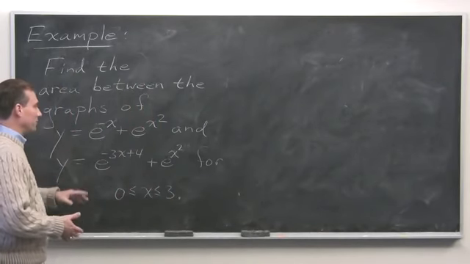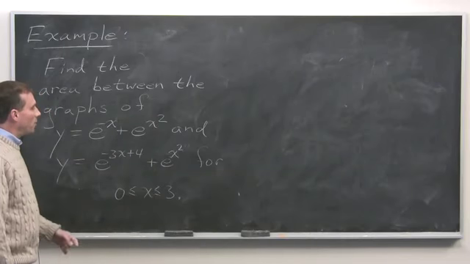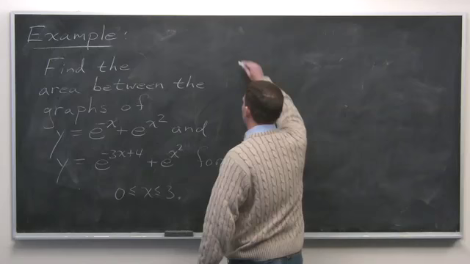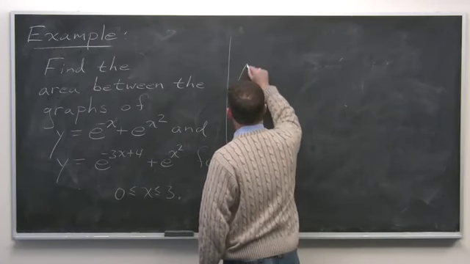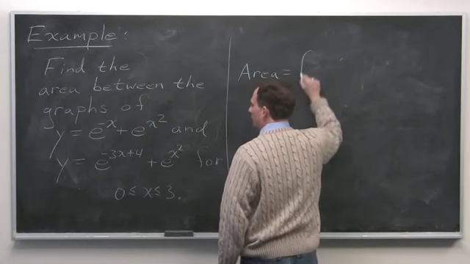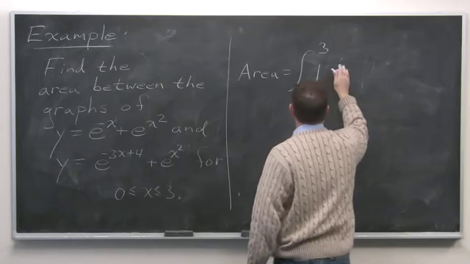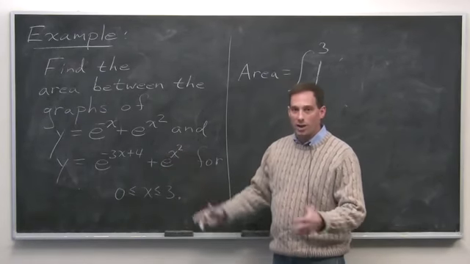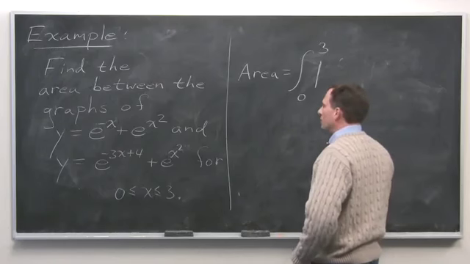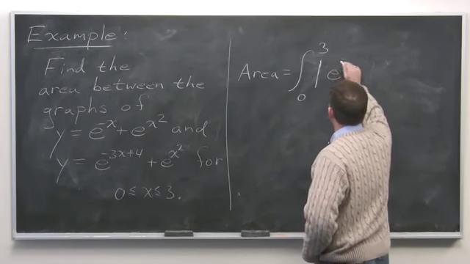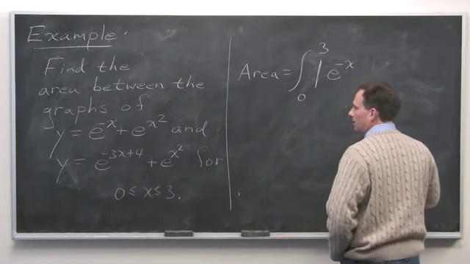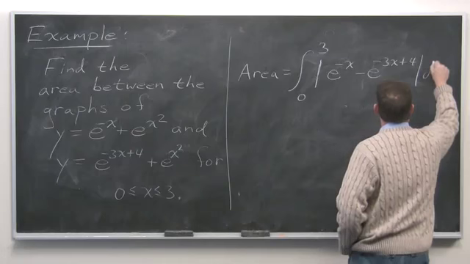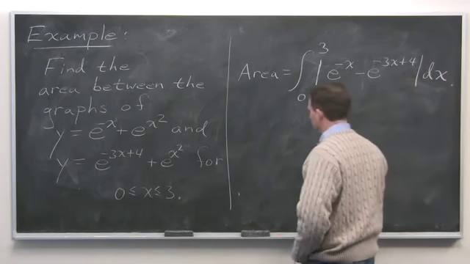But we could picture the difference where the e to the x squareds cancel out. But the good news is you don't need to picture it. You don't need the graph of this to do the problem. We know how to find the area. The area that we're looking for will just be the integral from 0 to 3 of the absolute value of the difference. The e to the x squared terms will cancel out, and you just need to integrate the absolute value of e to the minus x minus e to the minus 3x plus 4 with respect to x.